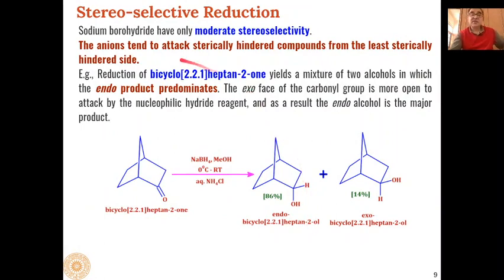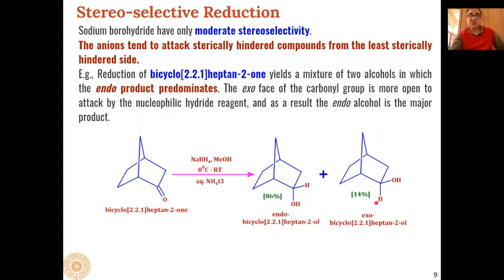Then as far as stereoselectivity is concerned, it has only moderate stereoselectivity. The anion tends to attack sterically hindered compounds from the least sterically hindered side of the molecule. So for example, if we have this bicyclo[2.2.1]heptan-2-one molecule and we reduce it with sodium borohydride, the endo product is formed in 86% amount and the exo product is formed in only 14% yield.